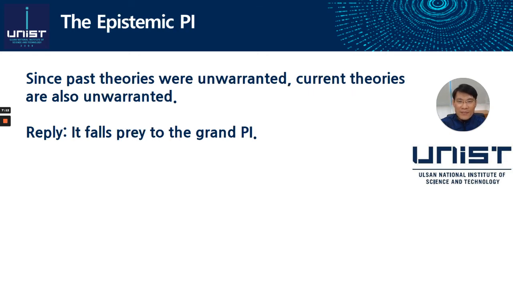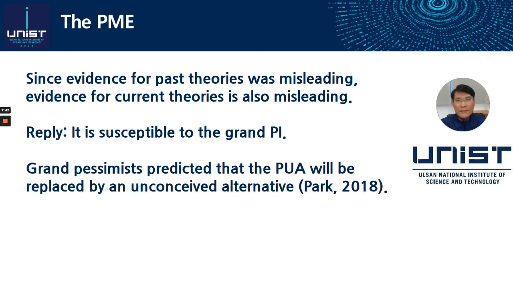The epistemic pessimistic induction holds that since past theories were unwarranted, current theories are also unwarranted. My response to the epistemic pessimistic induction is to argue that it falls prey to the grand pessimistic induction, according to which, since the classic pessimistic induction is infinitely problematic, its successors, including the epistemic pessimistic induction, are also infinitely problematic.